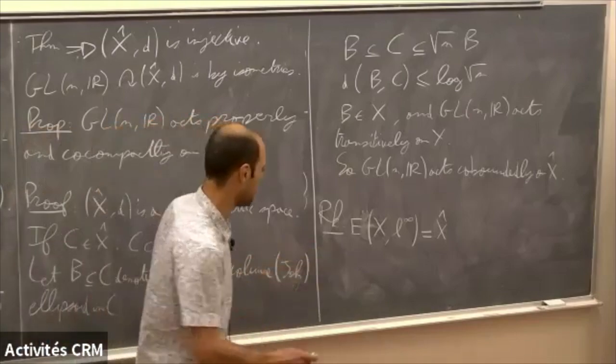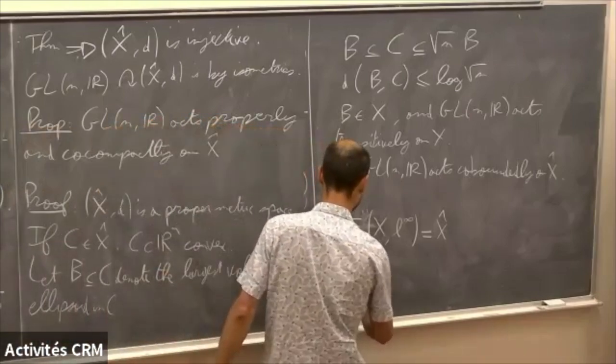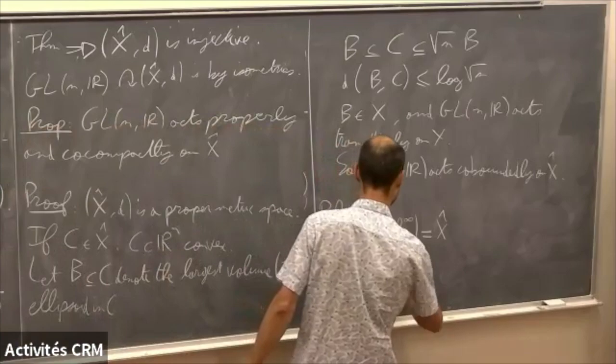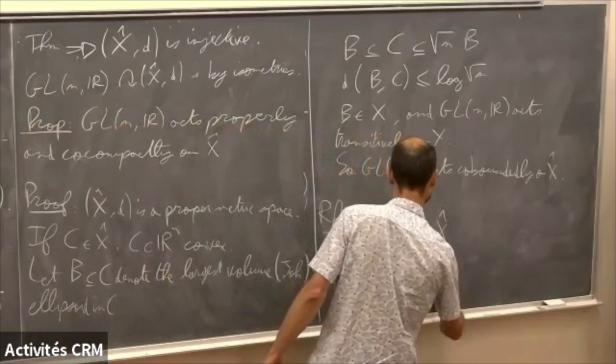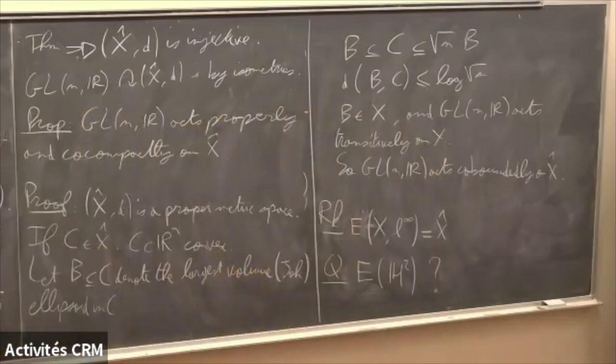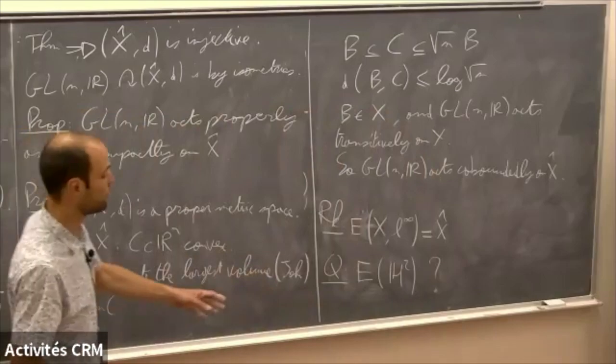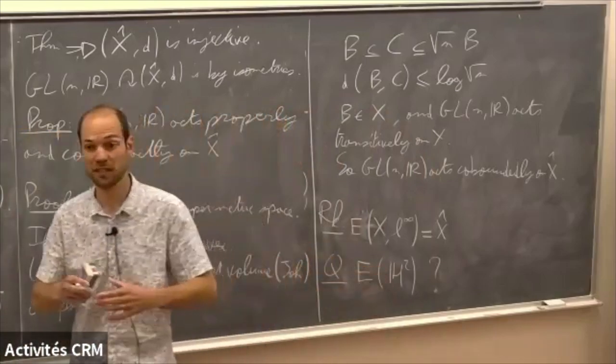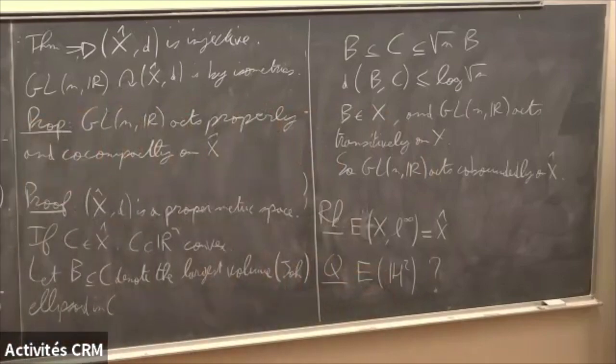So by the way, I should mention that I don't know a good description of the injective hull of H2. It can be described inside the space of all convex bodies in R2. We know by Lang that it's at bounded distance from H2, so at bounded distance from the set of all ellipsoids of volume 1. But I don't have any description of this space.